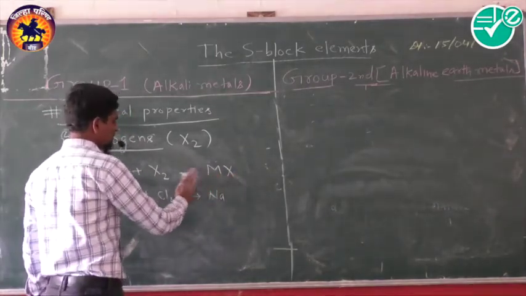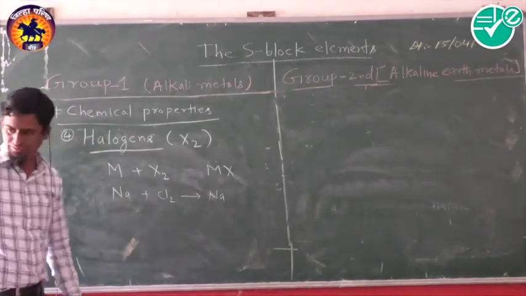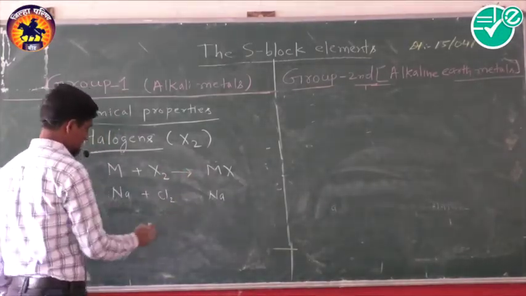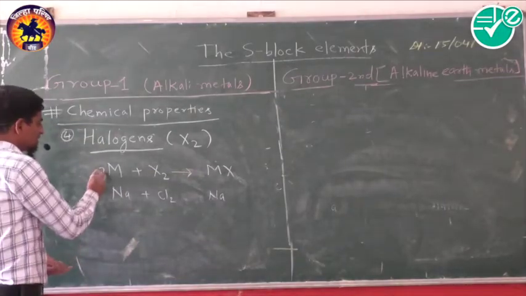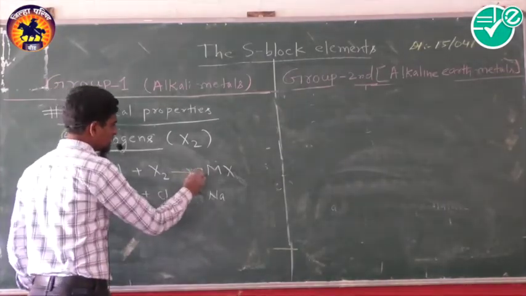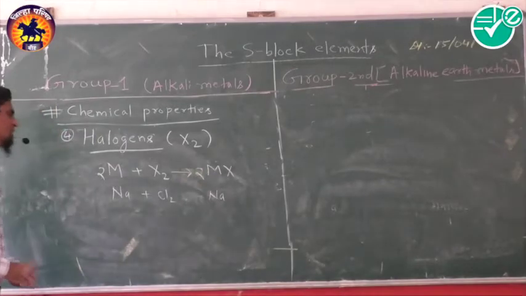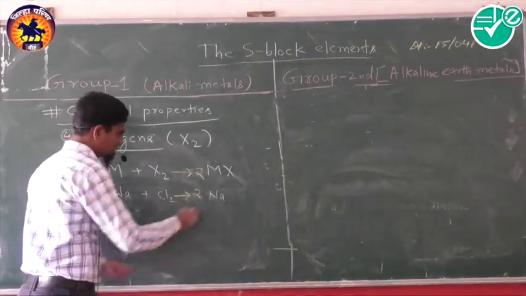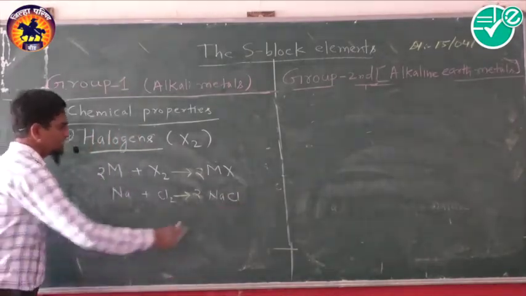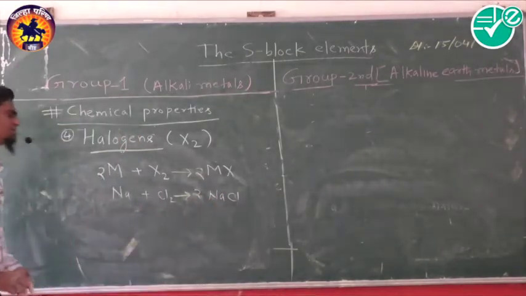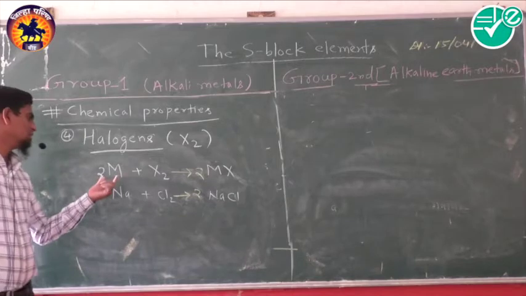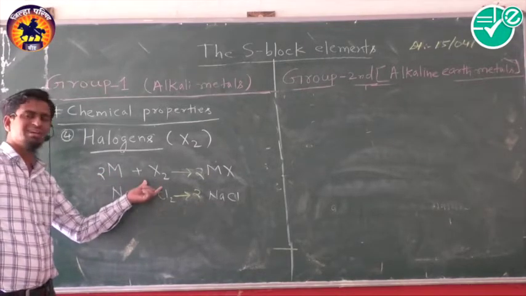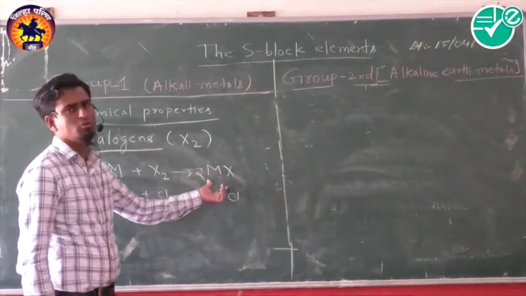So I have to balance this one. Take here MX. Now we are at Na and Cl2. It is forming 2 moles of NaCl. Okay, so 2 moles of alkali metals combined with 1 mole of any halogen to form the respective salt.